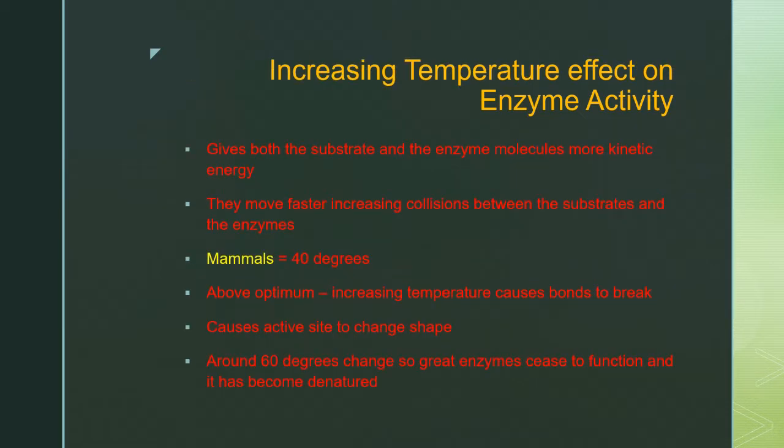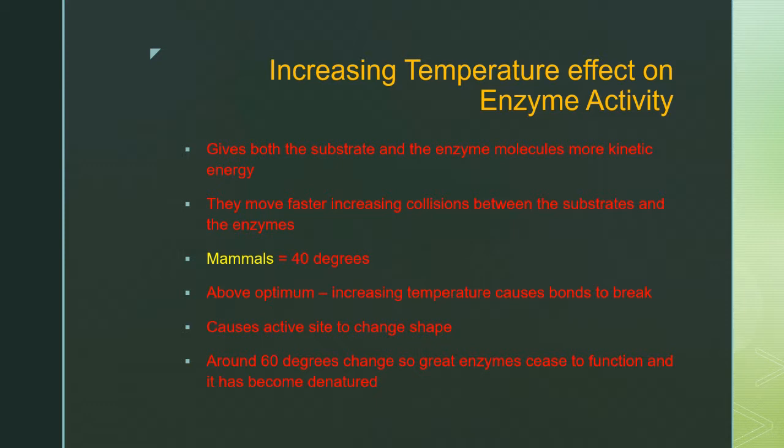Now we're going to talk about something unrelated to the substrate and the enzyme. We're going to talk about temperature. Temperature will give both the substrate and the enzyme more kinetic energy. Kinetic energy will mean they'll move faster, and this will increase the collisions between the enzyme and the substrate. In mammals, the optimum is about 40 degrees.